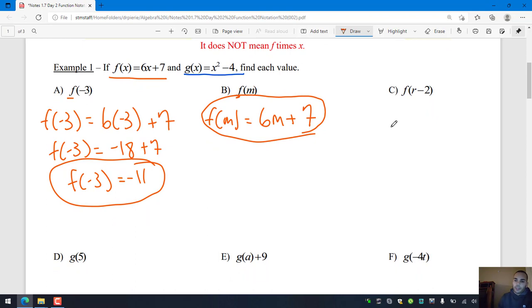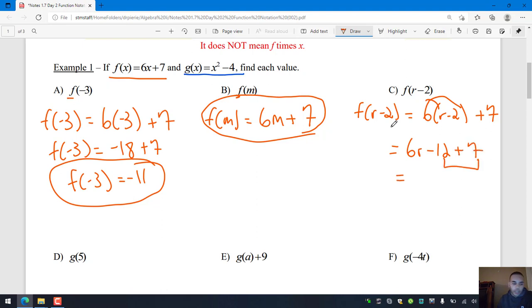For the next one, for example C, it's f of r minus 2. If I want to solve for f of r minus 2, once again, I'm using the equation f. And wherever I see an x, I'm going to plug in an r minus 2. So let's rewrite it. I still got a 6, but instead of x, I'm going to plug in r minus 2. Super important you include those parentheses. And then I still got the plus 7 at the end. Let's go ahead and simplify this. The 6 distributes: 6r minus 12. Still got the plus 7 at the end.